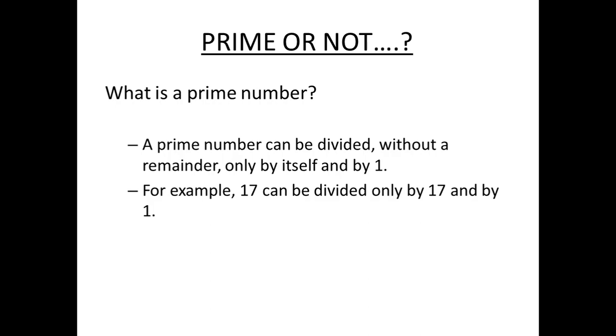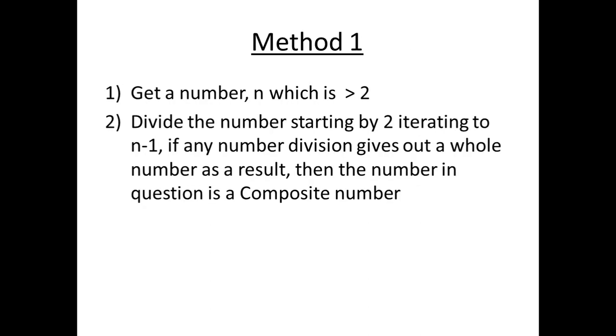So some examples: 2 is the only even prime number, you have to remember that. 2, 3, 5, 7, 11, 13, 17, 19, 23. These are all prime numbers. So prime numbers are basically numbers which can be divided by itself and 1 without any remainder. So we have to find whether a number is prime or not if we are given a number.